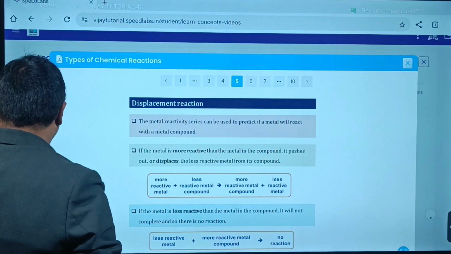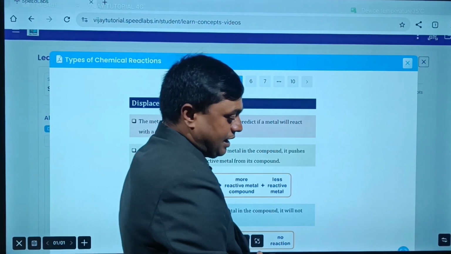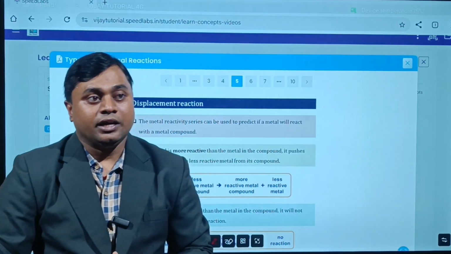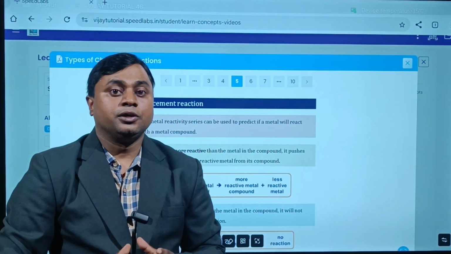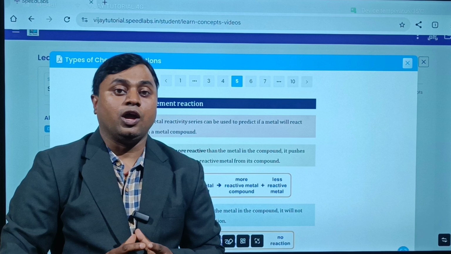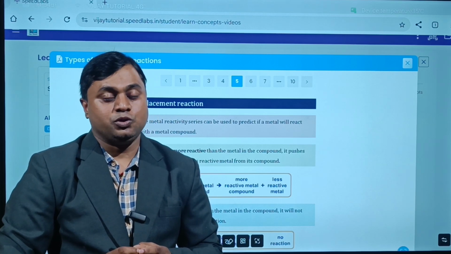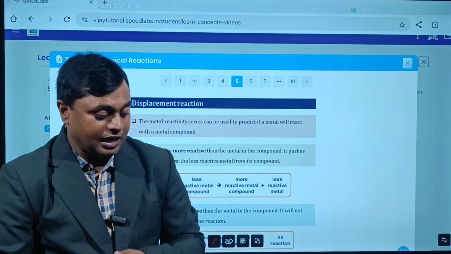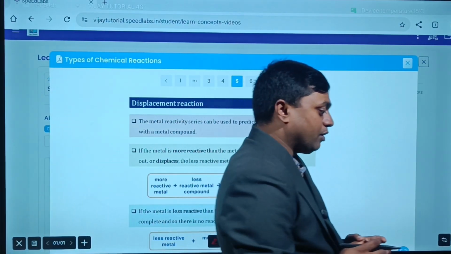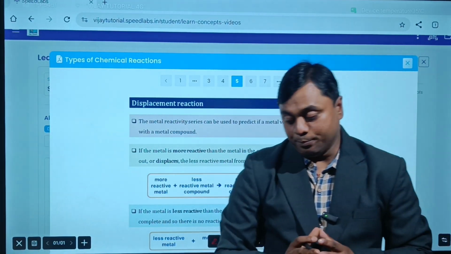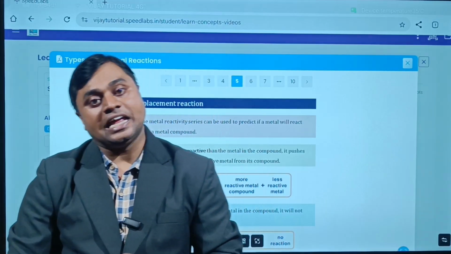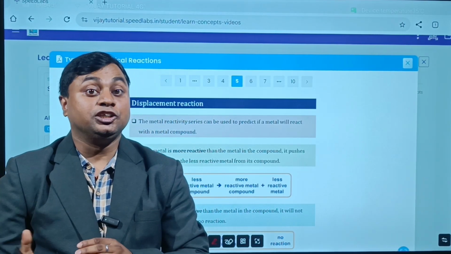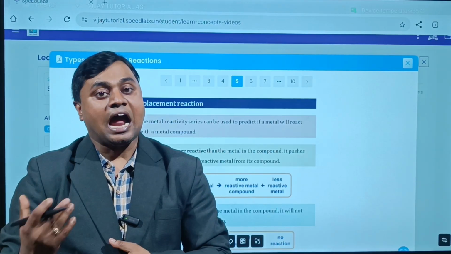Okay, next we talk about displacement reaction. Displacement reaction is a type of chemical reaction in which mutual exchange of ions takes place. That is called double displacement reaction. In case of single displacement reaction, what happens is a more reactive element displaces a less reactive element from its salt solution. So we can say displacement reaction is of two types, single displacement and double displacement.